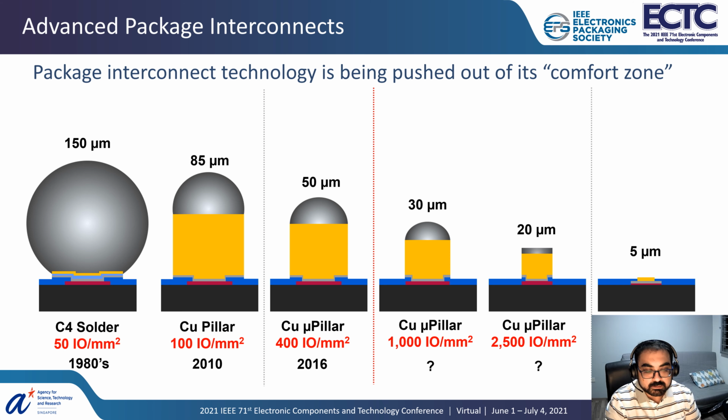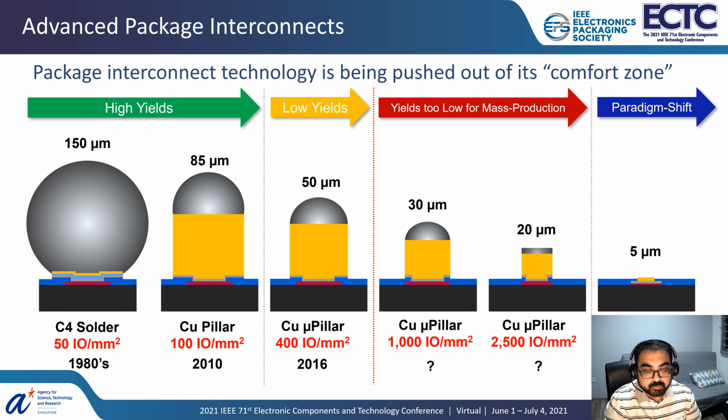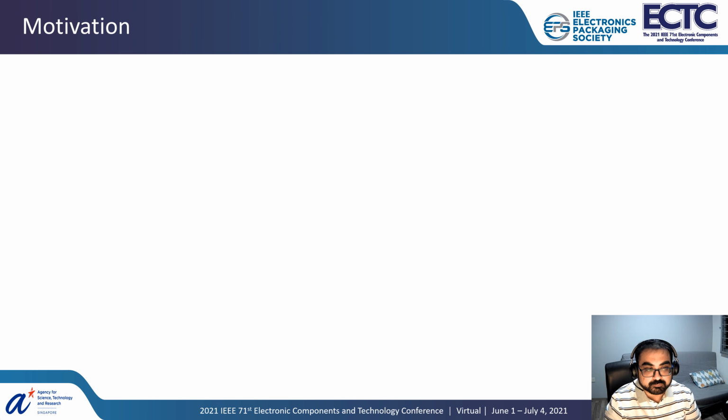So the problem with this progress is that in the 1980s and even 2010, the yields were really high, but with these structures getting really, really small, the yields have progressively gotten low, to a point where they might not even be practical for mass production. So basically, there needs to be a paradigm shift where we can do some automated defect detection to make sure that we can go back and quickly change things for mass production.